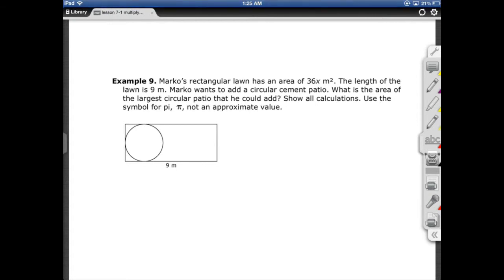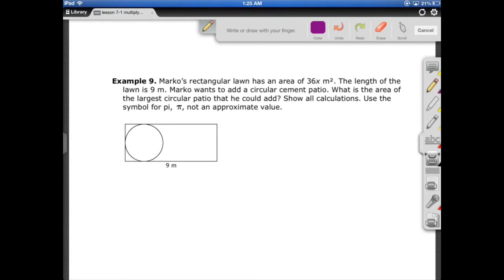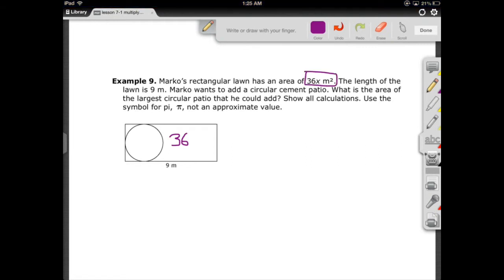So some guy named Marco has a rectangular lawn. They've given you the area. That's kind of half the battle here. They've said that the area of the lawn is 36x, and it's in meters squared. So what is this missing side? Because it'll help us figure out this circular patio that apparently he wants to make.